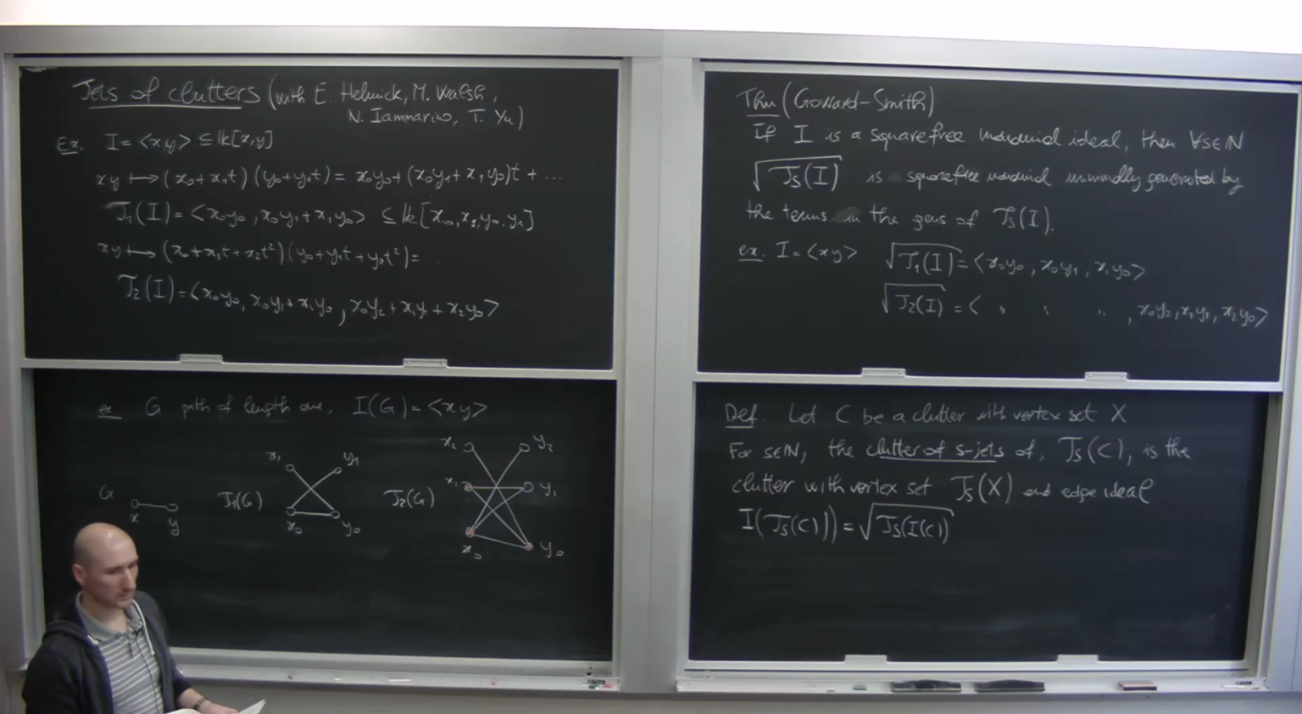I don't see it that way. I suppose you could: if your clutter has a single edge, then the edge ideal is the ideal of a monomial hypersurface. So I guess in the right setting that will give you a curve, and you could think of it that way.